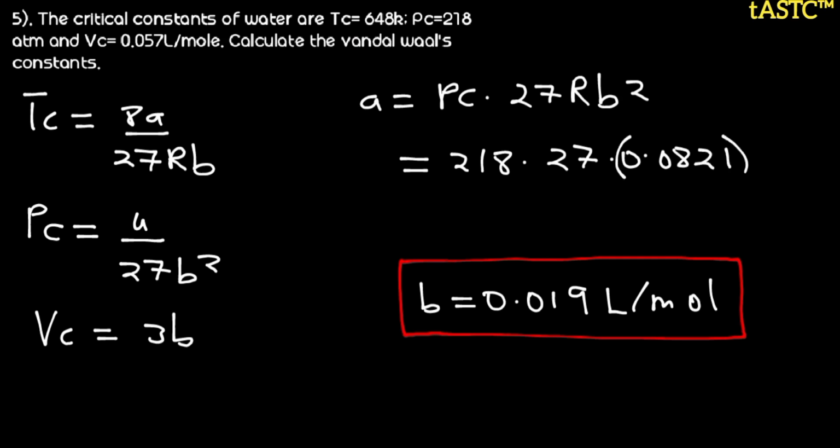And I'm just going to bracket this, and that will be multiplied by b squared. Now b is this stuff, so that will be 0.019 squared. So let us find out what that is going to give. We have 218 multiplied by 27, and that is multiplied by 0.0821, and that is multiplied by 0.019 squared. So that gives us 0.1744.